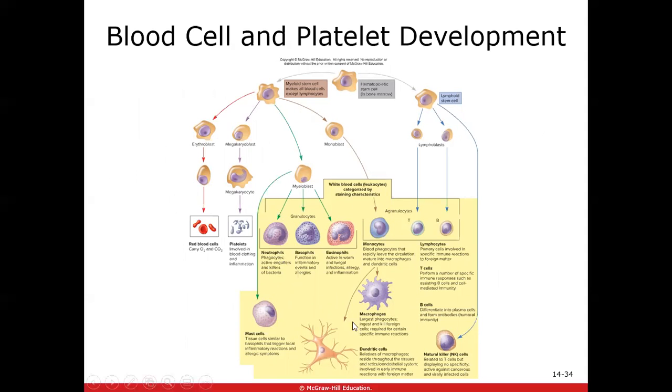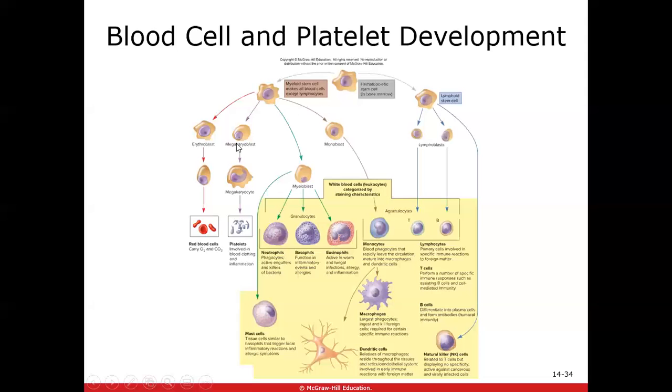This looks complicated, but it's not as bad as it looks. It starts with an undifferentiated precursor, and then this will divide out. Part of one cell line becomes red blood cells. Another cell line becomes platelets, which are involved in blood clotting. Then another line will become the neutrophils, basophils, and eosinophils. These are all the granulocytes. And this cell line will become an agranulocyte, specifically the monocyte.